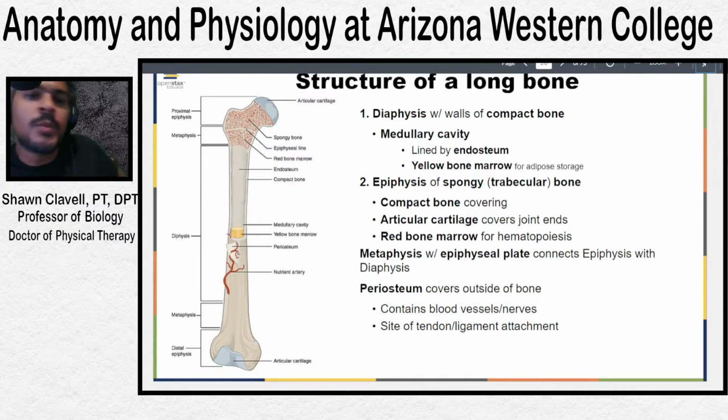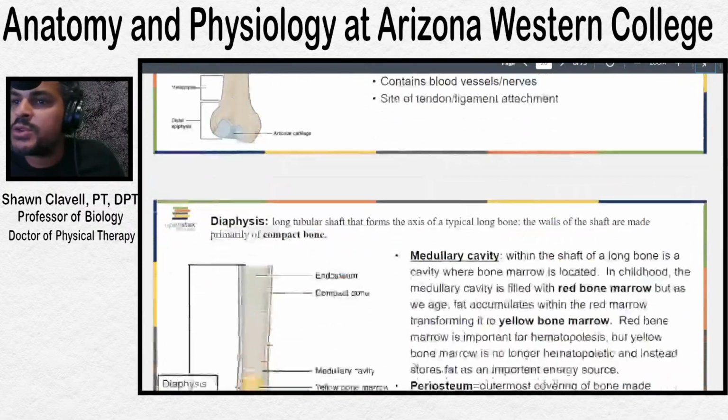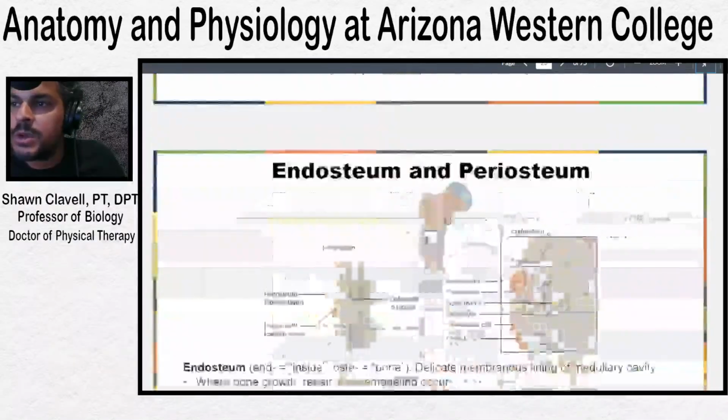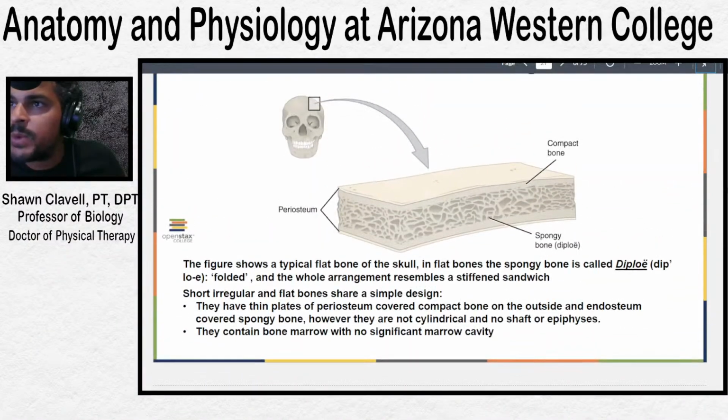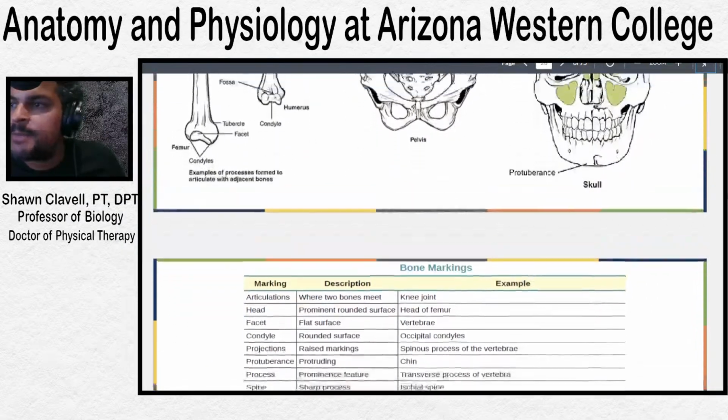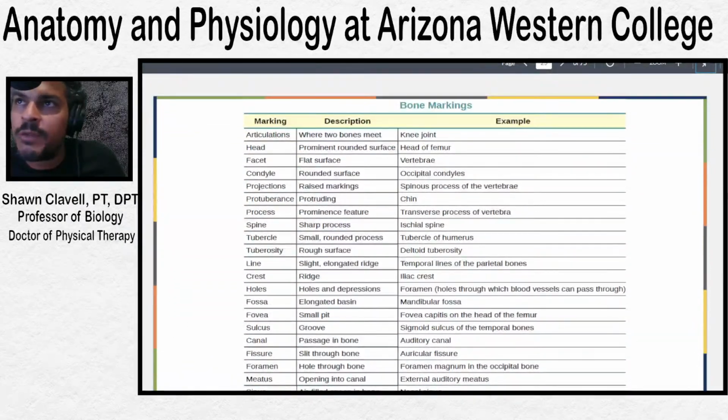The structure of a long bone is really the classic bone of movement, and so this is really what we'll emphasize in terms of the structure of bones. We can also see the structure of flat bones, right? There's a structure of flat bones as well, which is spongy bone in the middle, compact bone on the outside. And then we should get familiar with some of these bone markings, right? Bone markings, articulations, heads, facets, condyles. They will help us to identify where those bony landmarks are.